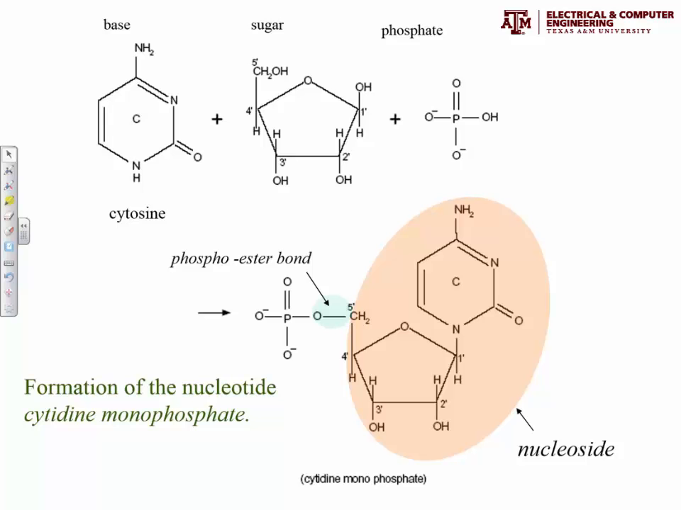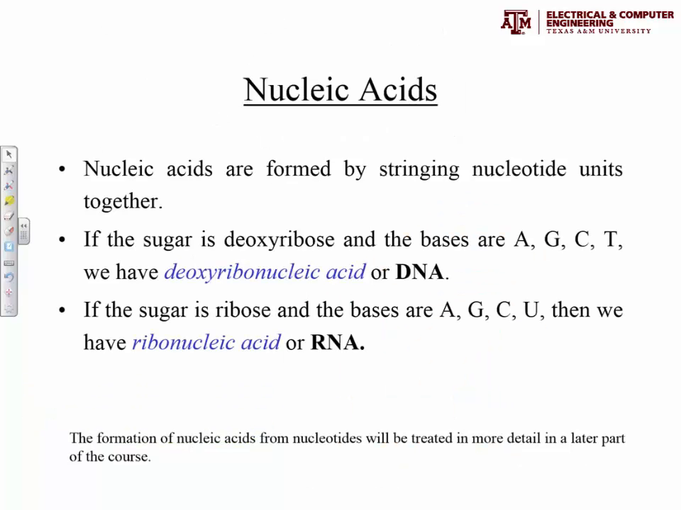And the difference between DNA and RNA is if it is DNA, this will be AGCT, right? If it is RNA, it will be AGCU, right? If it is DNA, this sugar is going to be deoxyribose, means this oxygen will not be there, all right? Or if it is RNA, it will be just ribose, which is basically what you have right here. So nucleic acids are formed by stringing nucleotide units together. If the sugar is deoxyribose and the bases are AGCT, we have deoxyribonucleic acid or DNA. If the sugar is ribose and the bases are AGCU, then we have ribonucleic acid or RNA.